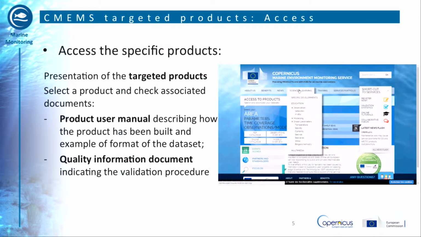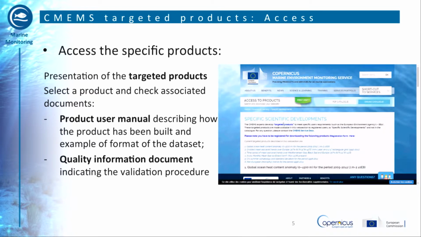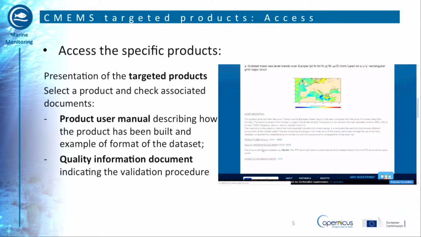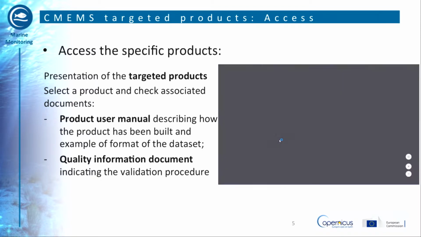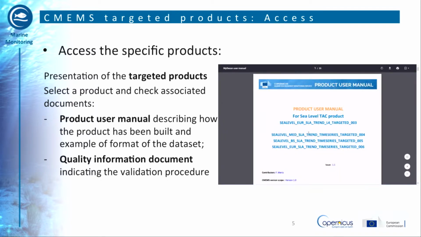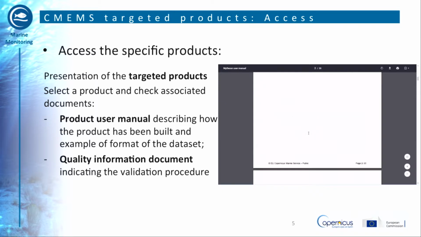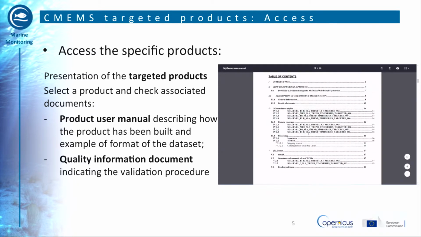Now, the following video shows you how to access the specific products we've talked about from the CMEMS webpage and displays an overview of the targeted products. The user has to click on Science and Learning and then on Specific Developments. Six targeted products are available and include statistics of the global ocean heat content, the sea level trends over Europe and Mediterranean Sea, Arctic sea ice extent, chlorophyll summer climatology, and pan-European chlorophyll trends. This demo is made for the sea level and sea ice products.